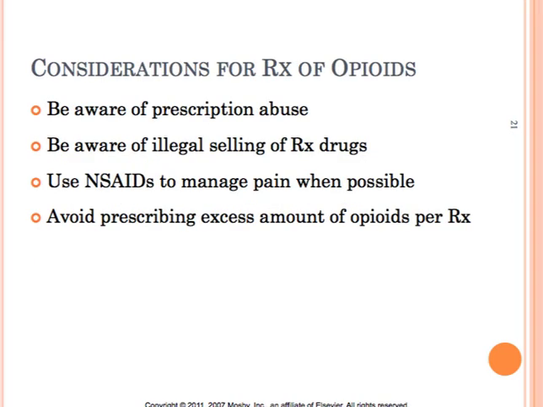Other considerations when you're prescribing an opioid, be aware of prescription abuse. It's a good idea to check that prescription monitoring program. Be aware that these drugs can be worth money on the street, so make sure the patient isn't reselling them to someone else. If an NSAID would be reasonable to treat pain, that might be a better choice. And generally avoid prescribing large amounts of opiates.